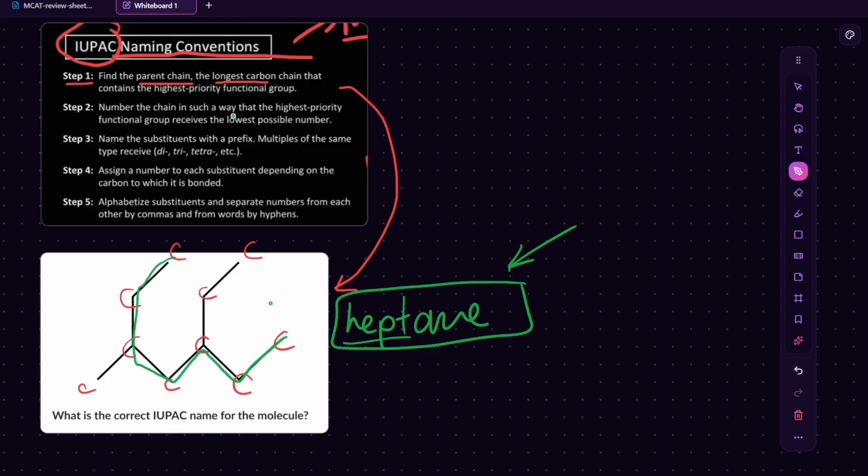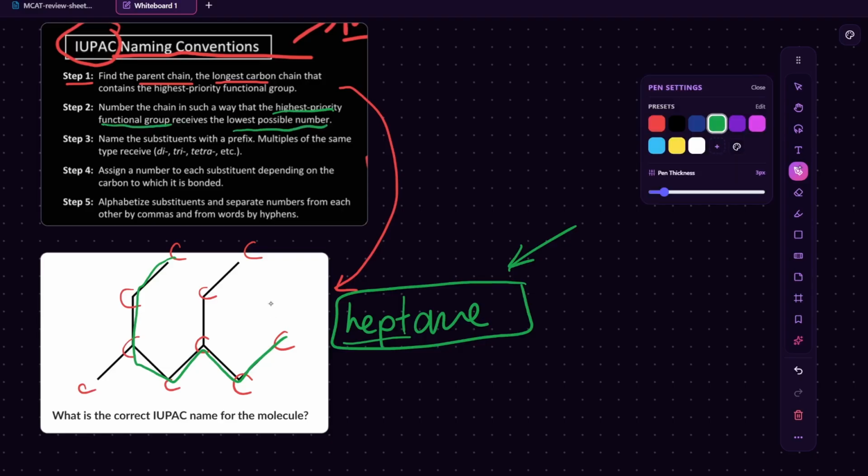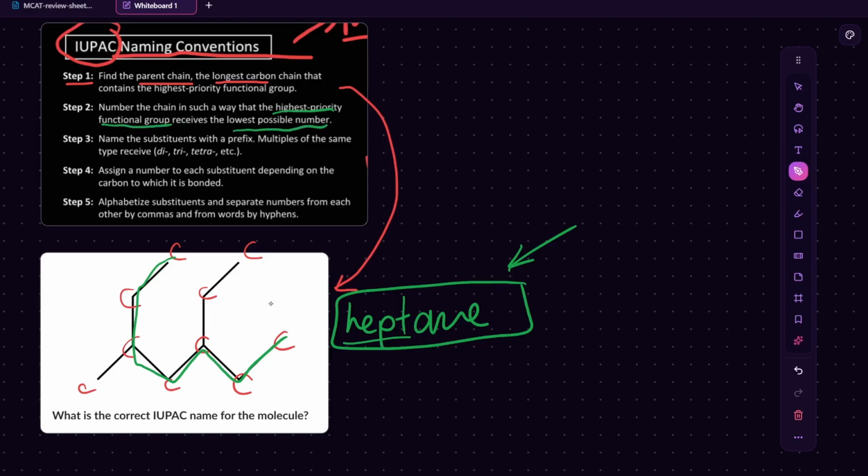Now step 2 is to number the chain in a way that the highest priority functional group receives the lowest number. So we're going to go find the branches that branch out of this parent chain. There's one branch here, and then there's another branch here. This is how I do it: you look at the numbering of the parent chain, 3, 4, 5, 6, 7. So this one is on 3. We have one side chain on 3, and then we have another branching out here, and that would be 5. It's on carbon 5, so I'll write down 5.